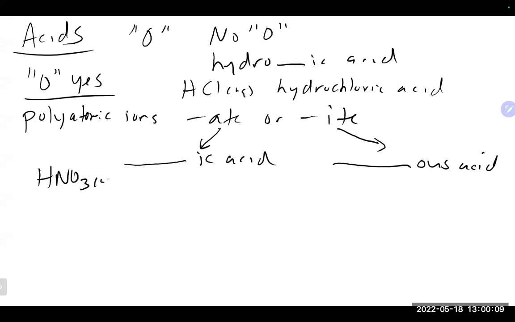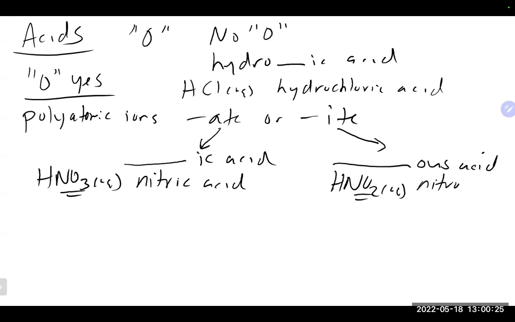So HNO3, NO3 is nitrate, which means this is nitric acid. HNO2, that is nitrite, ITE. This would be nitrous acid in that particular case. So again, hydro just for our guys with no oxygen involved. Any questions on naming? I think that is chapter 5, if I'm not mistaken.